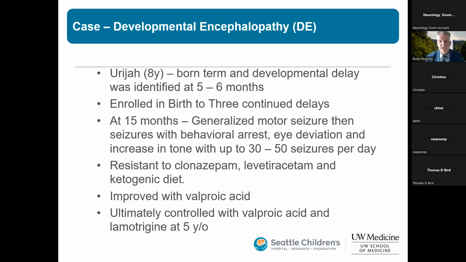So I'm just going to present cases that we've been involved here, both at Seattle Children's in our epilepsy genetics clinic and in many other spheres. So the first is a young boy who's now 8. His name is Uriah. He's born term, and he was identified in the first year of life to have developmental delay. He was enrolled in a process that's in most states called Birth to 3 to help monitor his development and provide him some therapies.